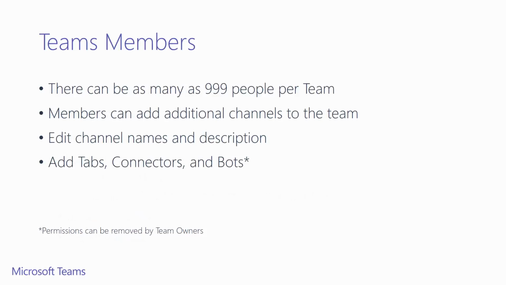Regular team members don't have team owner permissions, but they can still create channels and use everything else about the product. The permissions to add tabs, connectors, and bots by team members in general can be removed by team owners. The total number of people in a team, regardless of if there are owners or members, is 999 people.